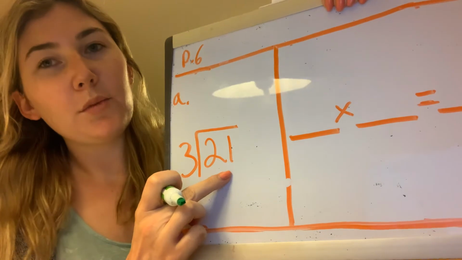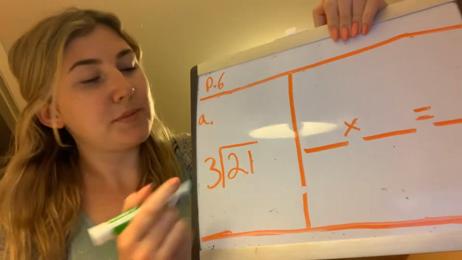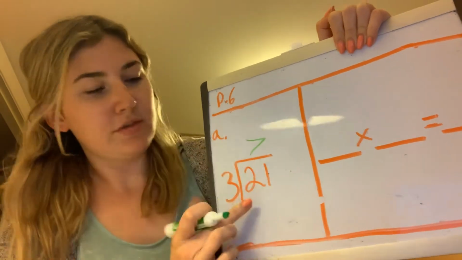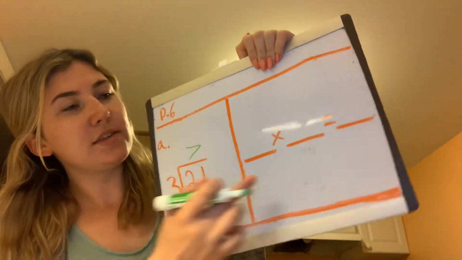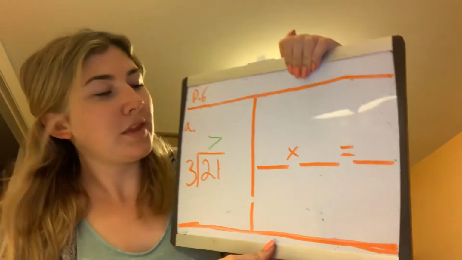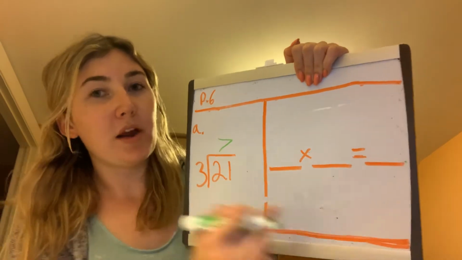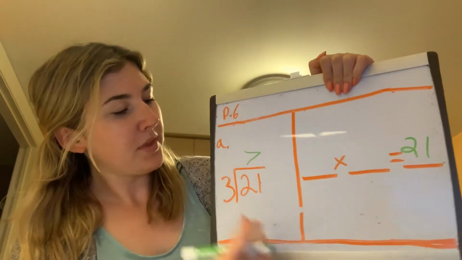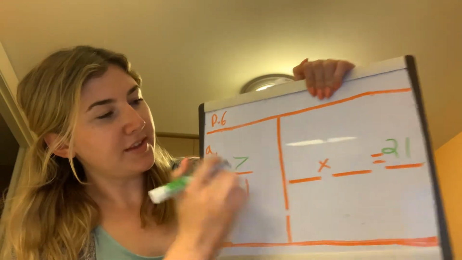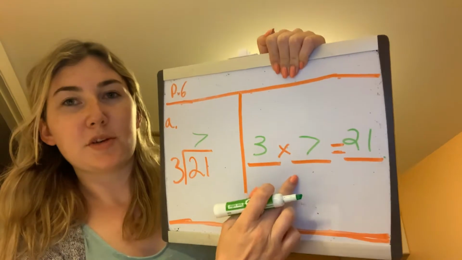First we have 21 divided by 3. Now I know that 3 times 7 will give us 21. Now we have to transform this into a multiplication question. So we always know that the number underneath the division line will be our answer when we're putting it as a multiplication question. And then we have 3 times 7. So there's our multiplication question.